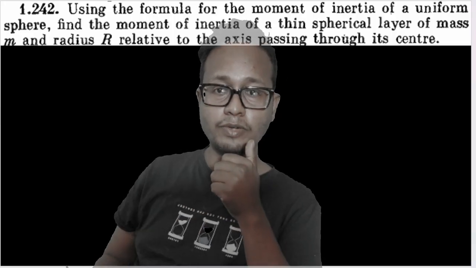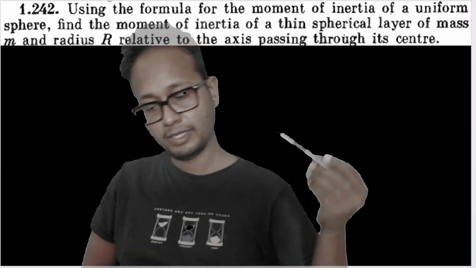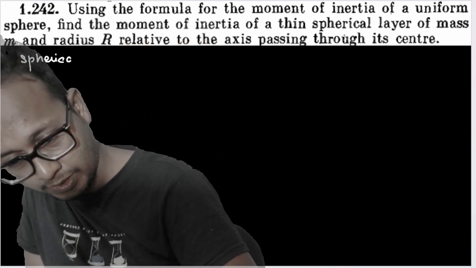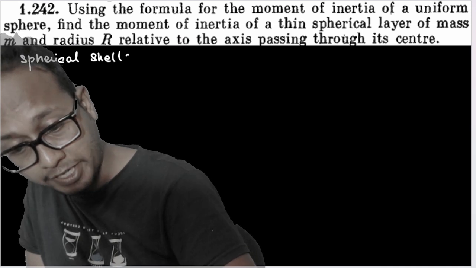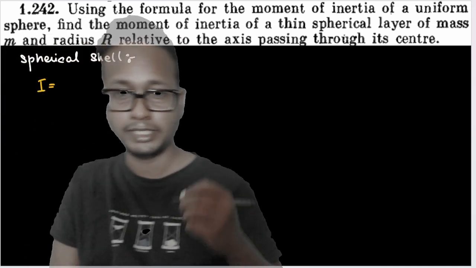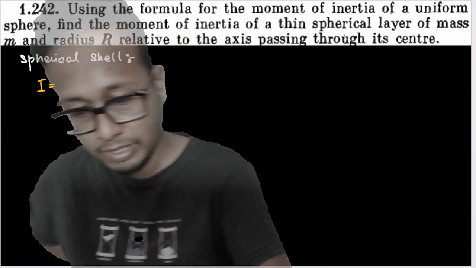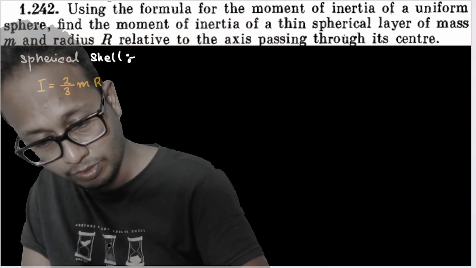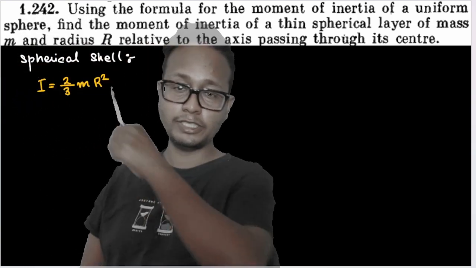Now in this question, we have to find the moment of inertia of a thin spherical layer. Thin spherical layer means spherical shell. And I have already done the derivation of the spherical shell. The moment of inertia of a spherical shell is nothing but 2 by 3 mass of the spherical shell into radius of the spherical shell whole square. This is already done in the class.